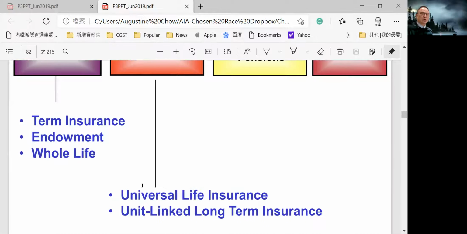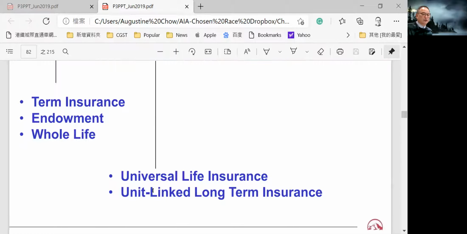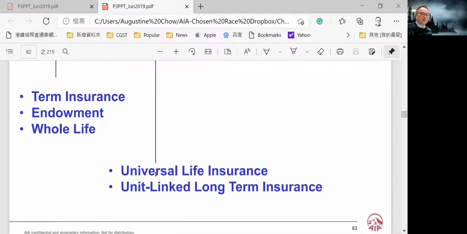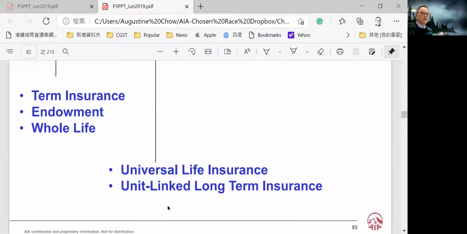Non-traditional: this time, maybe I need to explain. Universal life and unit-linked, ULI. What is universal life insurance? Universal life, for all costs of death.